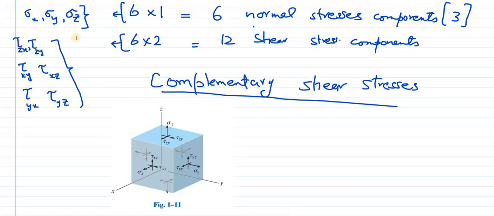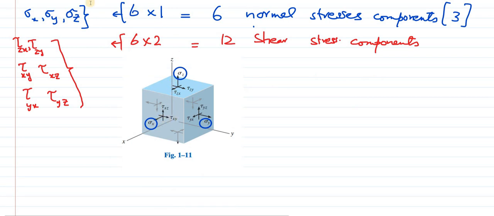Now, as we have said, we need to know these 3 normal stress components, sigma x, sigma y, and sigma z. These are the 3 normal stress components that you need to know. Let me circle them with maybe a blue line, blue color. Sorry, this is the y-axis. This one. So these are those normal stress components.